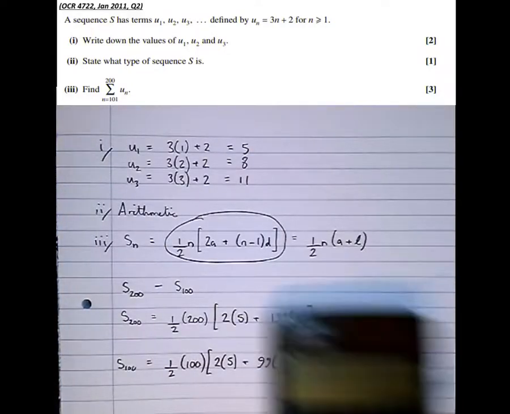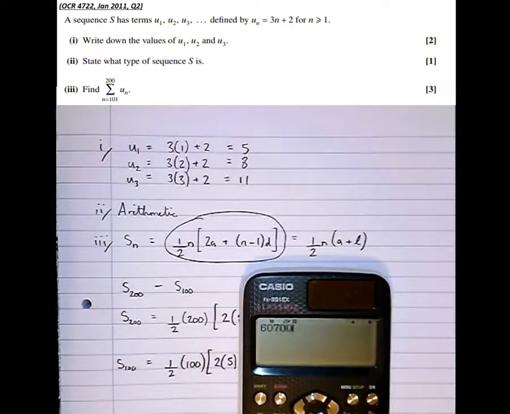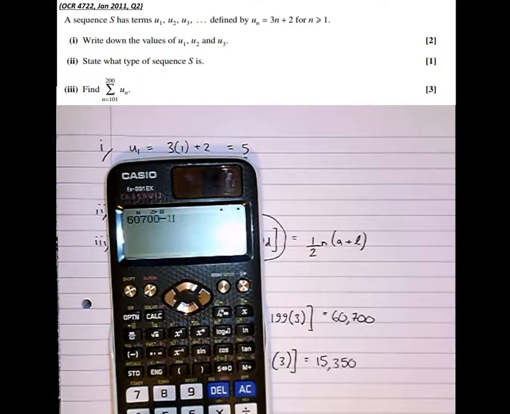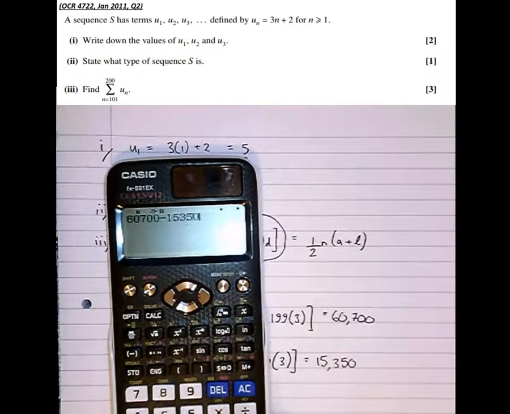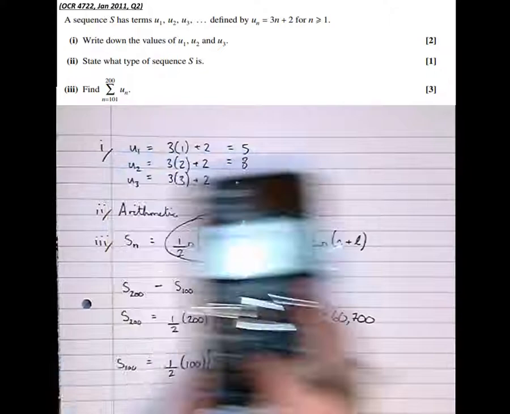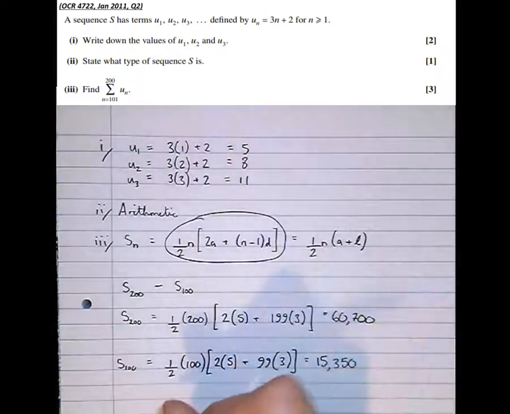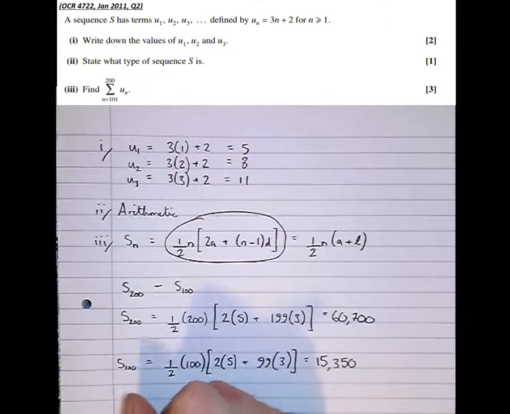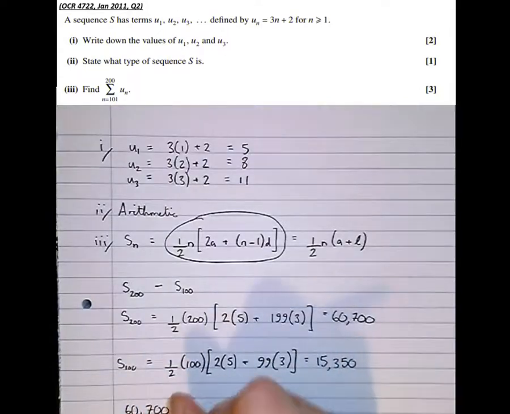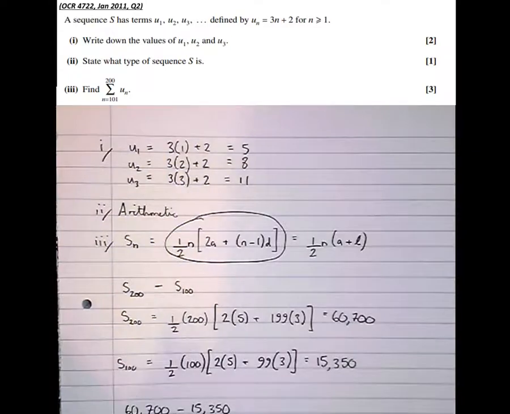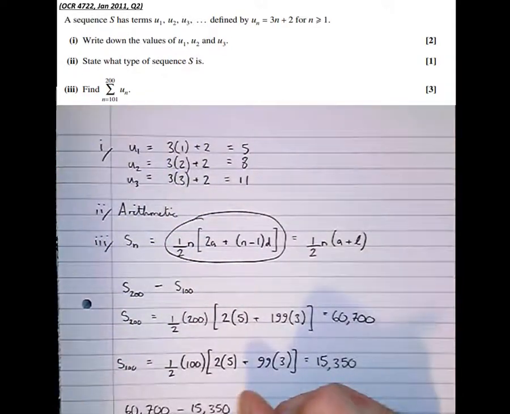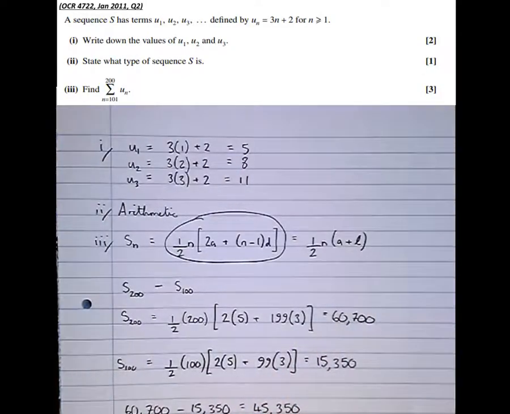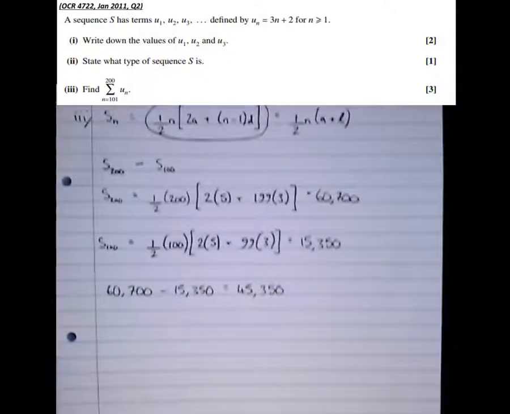Okay, then subtract them from each other. 60,700 take 15,350 equals 45,350. Okay, so 60,700 take 15,350 equals 45,350, which is the answer. However, there was a different way of doing this, which I'm going to go through now, using the other formula, the half n (a plus l).